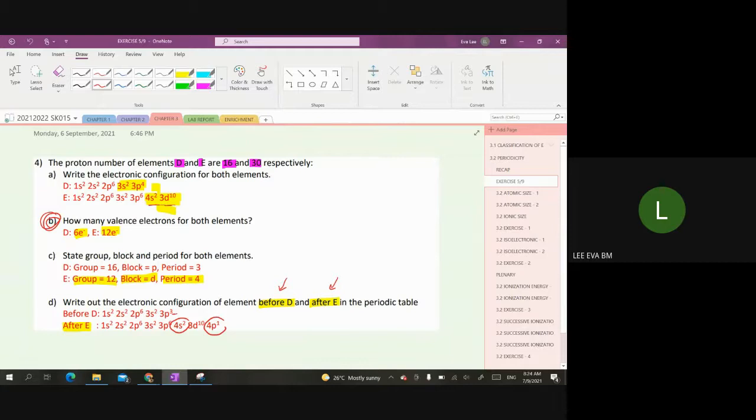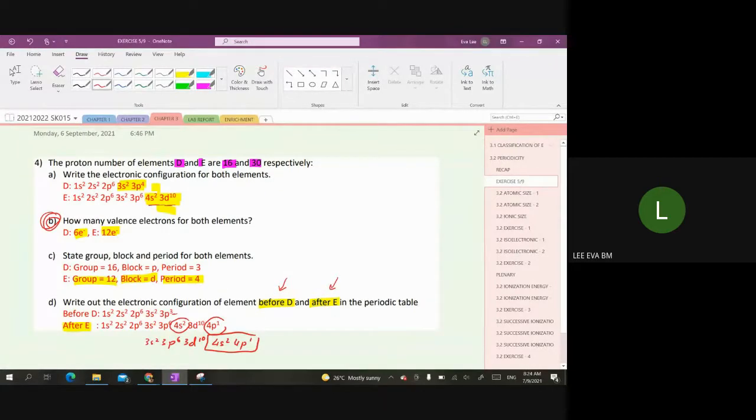So if the electron is entering the p subshell, then the 3d orbital, you move it inside. So it won't be confusing for you to identify the valence electrons. So 3d10, 4s2, 4p1. So here is your valence electronic configuration.